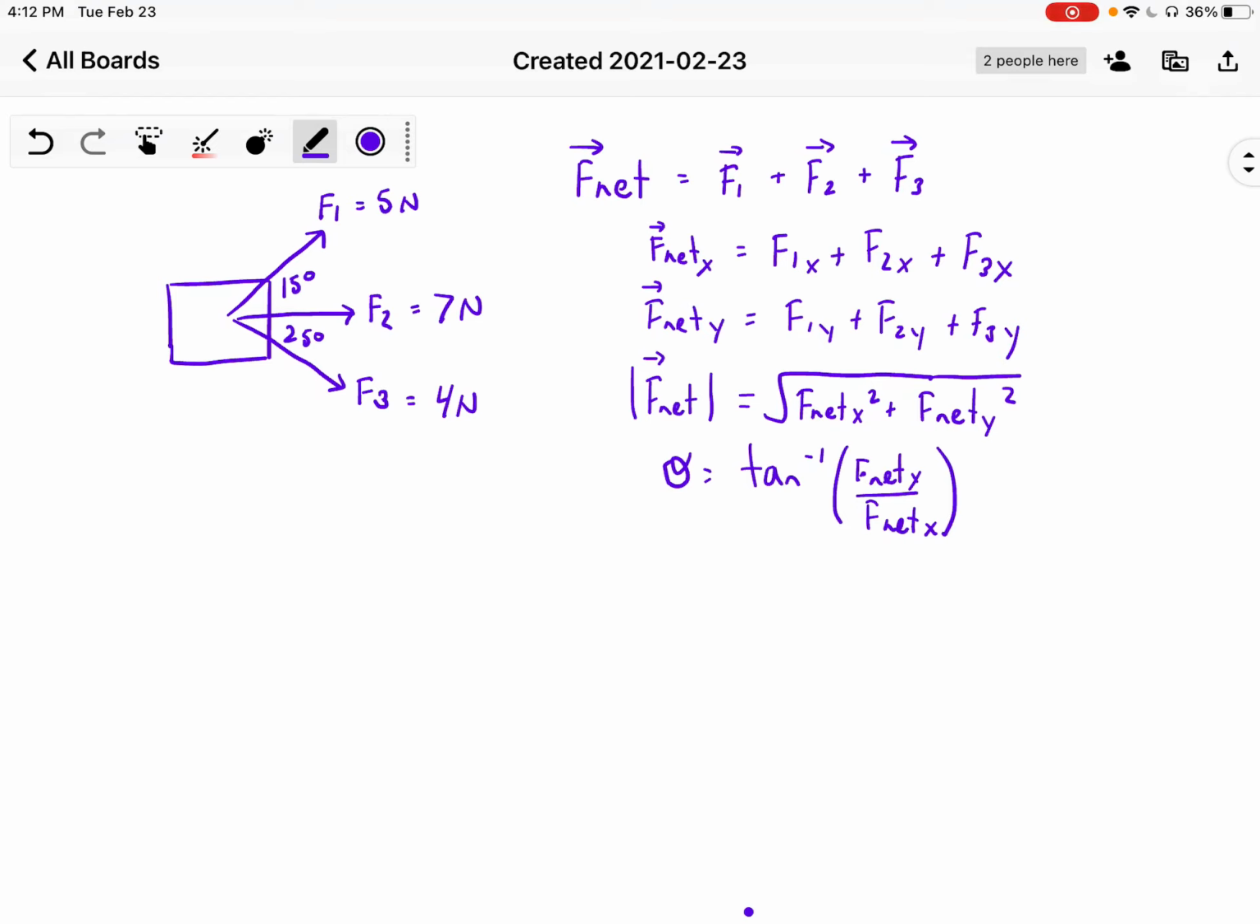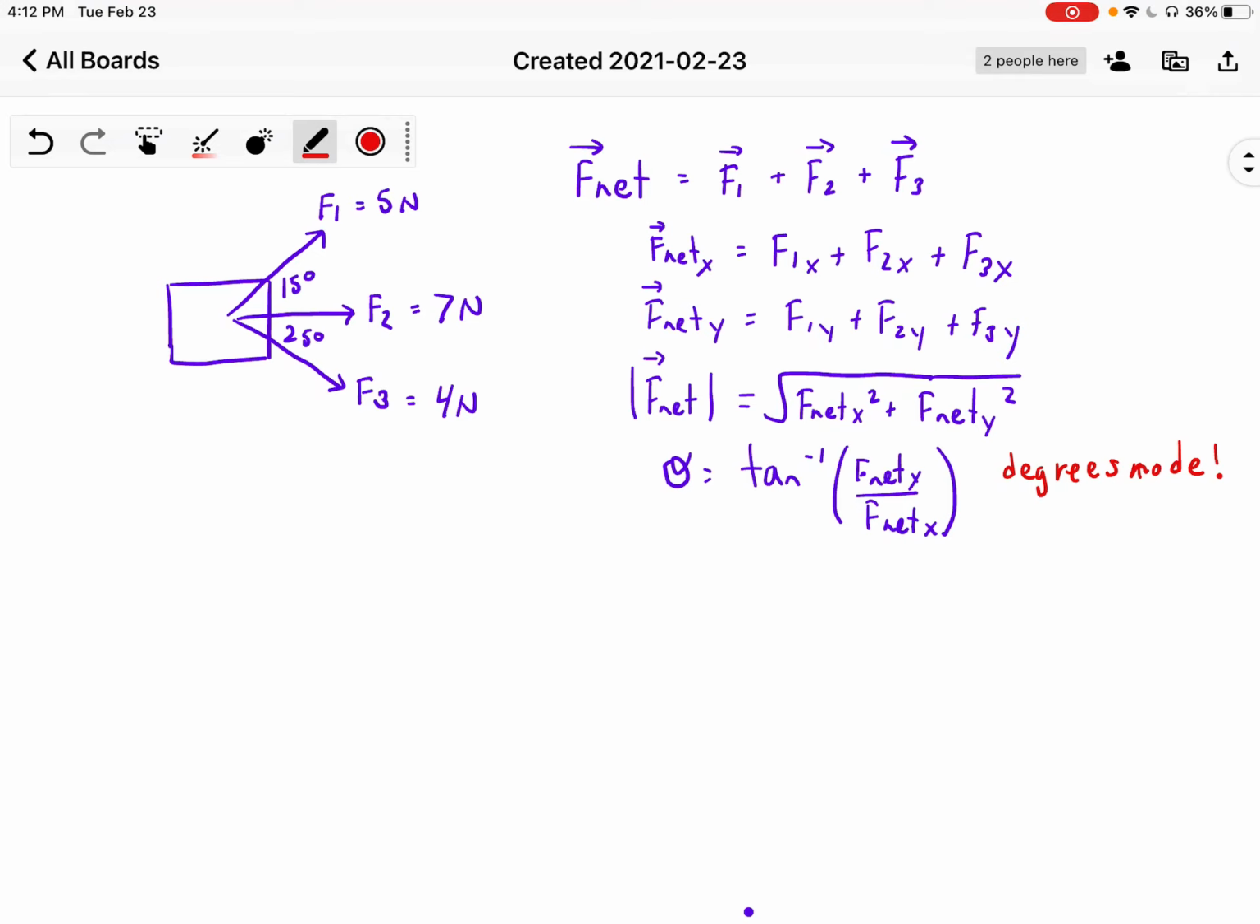So, a couple of warnings before we go too much further with this. The first warning is make sure you are in degrees mode on your calculator before you do any vector addition calculations. If you're switching between a math class and physics, you're probably going to be switching between radians and degrees. And so you should always double check that you're in degrees mode.